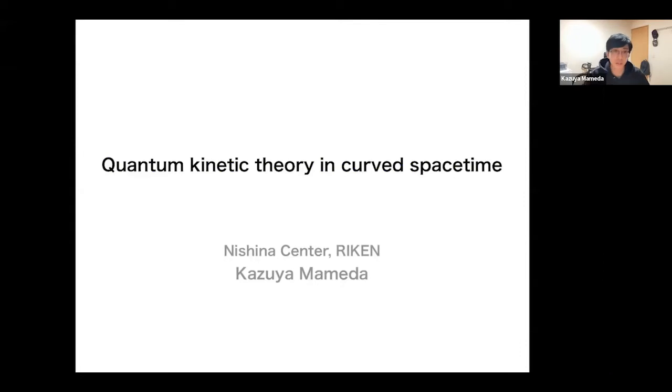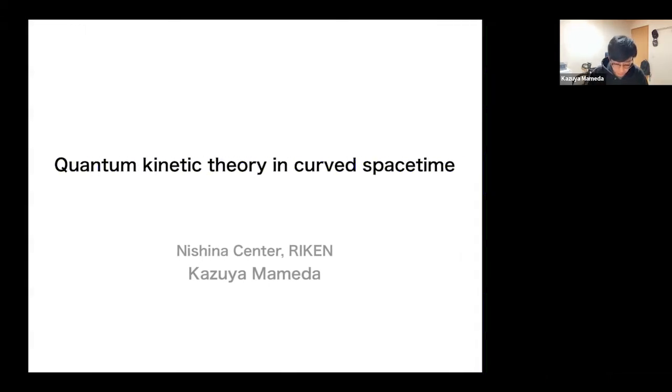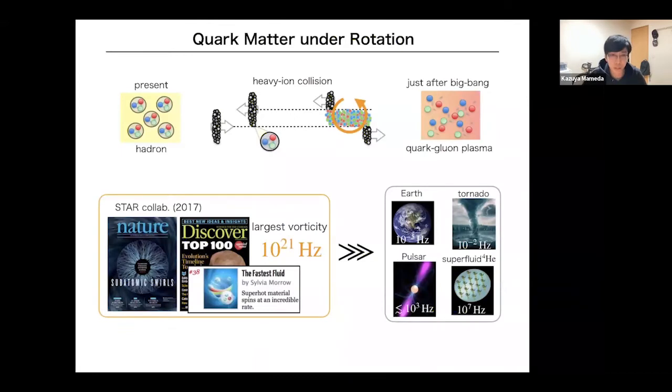So today the main topic is kinetic theory, but we are talking about the curved spacetime effect, or background gravitational effect, on kinetic theory, especially in the fermionic system. Before going to the details of my research topic, let us briefly review the background of my interest.